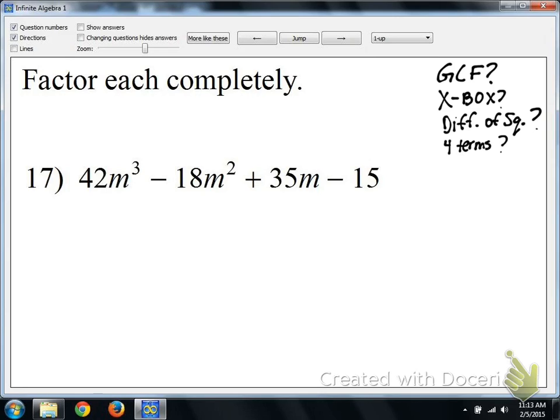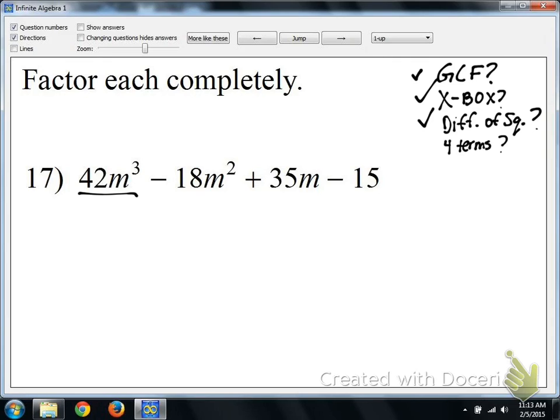So the first thing we're going to do is see what we have. We have 4 terms. We know we don't have an X box because that needs 3 terms. So no GCF, no X box, definitely not difference of squares. We have 4 terms, so we're going to focus on that. Now we're going to factor each of these out.